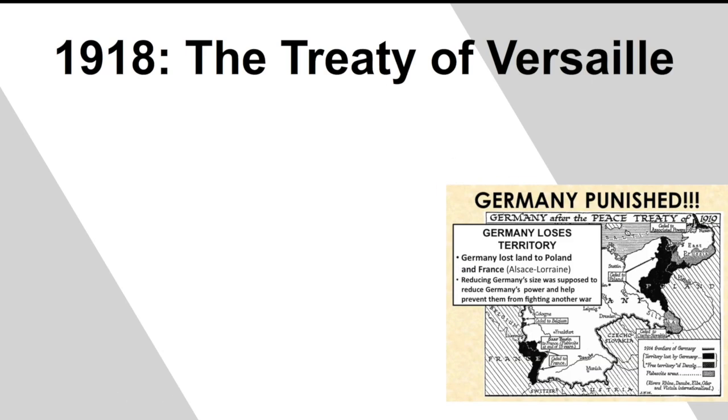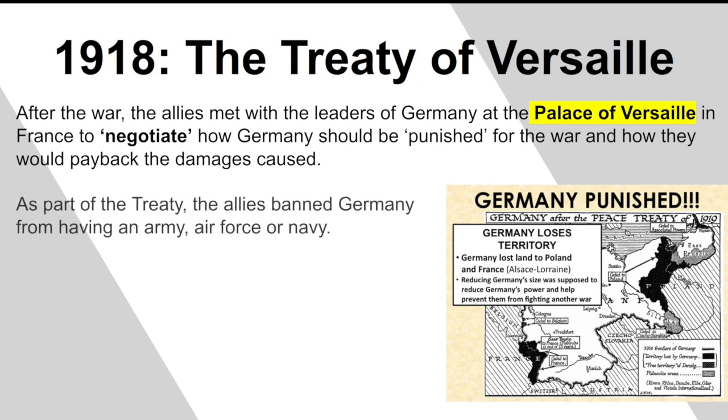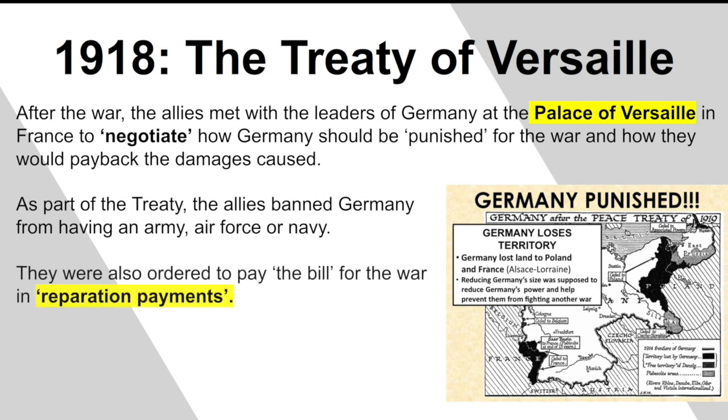After the war, the Allies met with the leaders of Germany at the Palace of Versailles in France to negotiate how Germany should be punished for the war and how they would pay back the damages caused. As part of the treaty, the Allies banned Germany from having an army, an air force or a navy. That means they weren't allowed to have any planes, any warships, any men and soldiers, anything that essentially could cause any kind of threat to anyone around them. They were also ordered to pay the bill for the war in reparation payments.